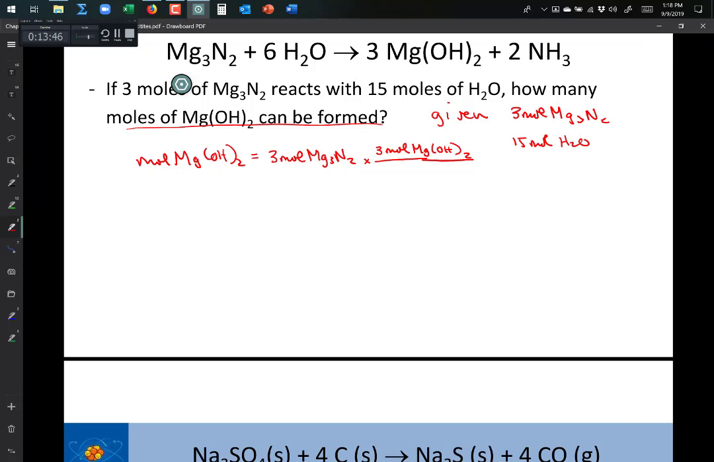And then, in the balanced equation, how many moles of magnesium nitride are there? 1, right? So that's the ratio I'm going to use. So this comes out to be 9 moles. The magnesium nitrides will cancel out of Mg(OH)2. Now I have to do the same calculation.